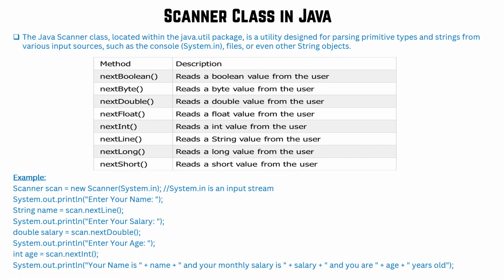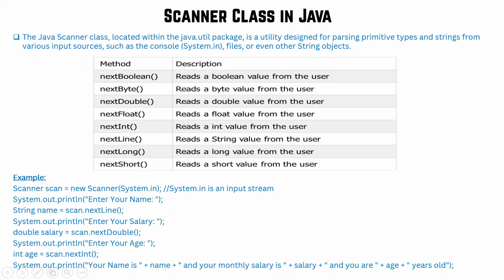What is the scanner class? If you want to scan something, it means you execute your code, after that somebody prompts you to give some value, you give it, and you can see how it behaves. The Java Scanner class is located within the java.util package, so all of this will come from the java.util package. It is a utility designed for parsing primitive types and strings from various input sources such as the console. In the console, you can use System.in, files, or other string objects. So these are the methods available. If you want to work with a boolean, you need to call the method called nextBoolean.